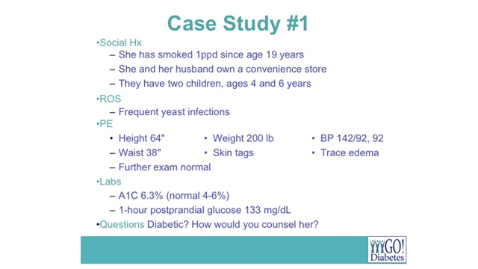Further exam was normal. Now here are her labs. She had an A1C of 6.3, and she had a 1-hour postprandial glucose of 133. So, is she diabetic? And how would you counsel her? So here's your chance to answer.